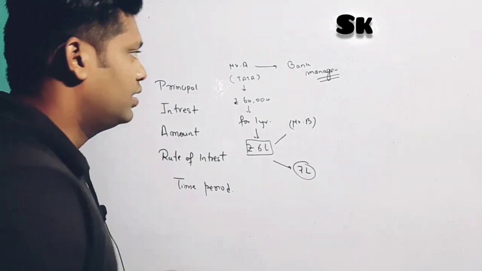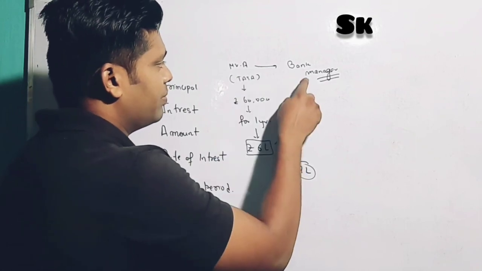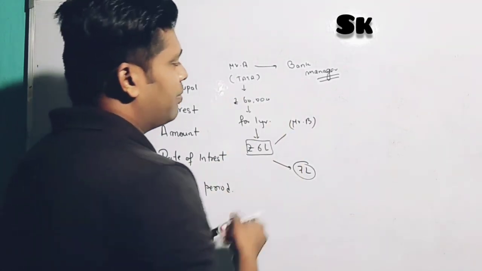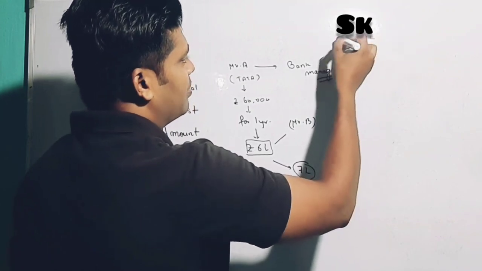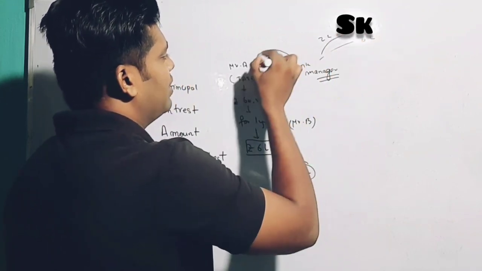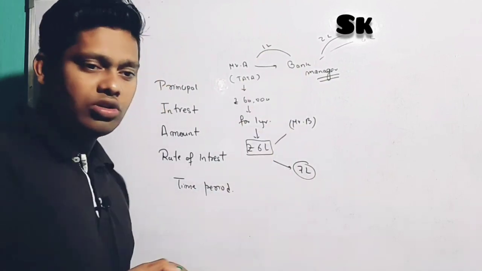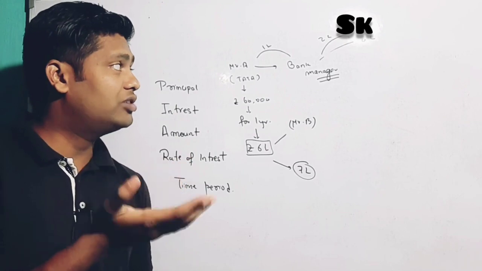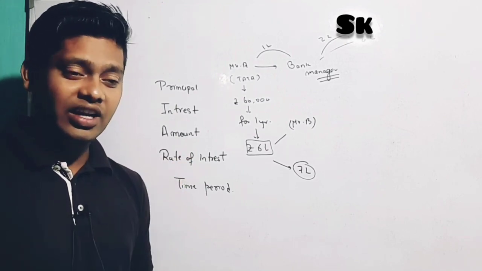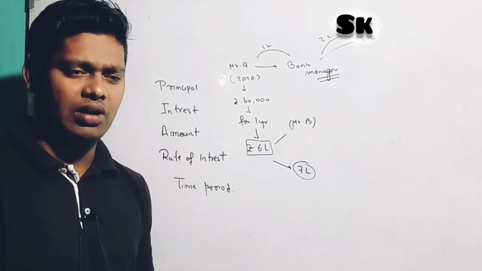For example, this person is giving 6 lakh to the bank manager. The bank manager will keep the money in some other places, this 6 lakh only. And for example, he is getting around 2 lakhs. You will pay him 1 lakh. So it's not a loss, it's a profit only, because the money is not his. The money is Mr. A's, and he is getting the interest of 2 lakhs. Out of 2 lakhs he is giving me 1 lakh.